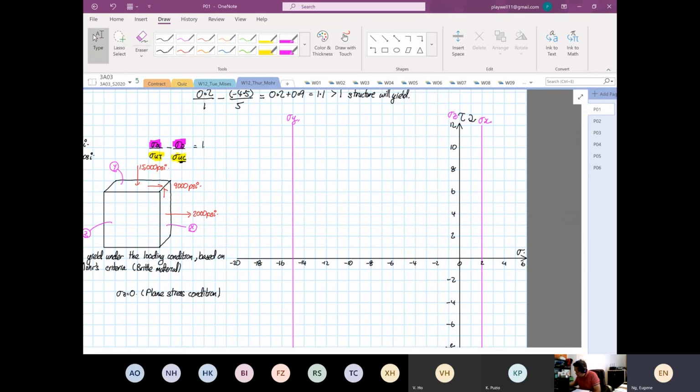Know where our Z point is. Okay, our Z point is exactly over here. So this is our Z, right? And then our shear is at 9,000. So we have our shear at 9,000.